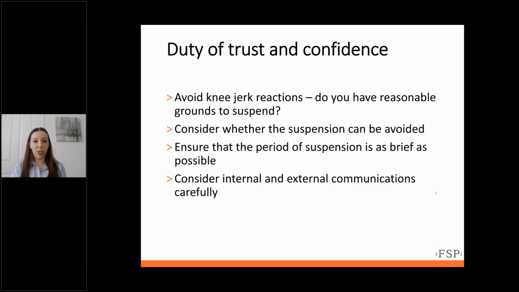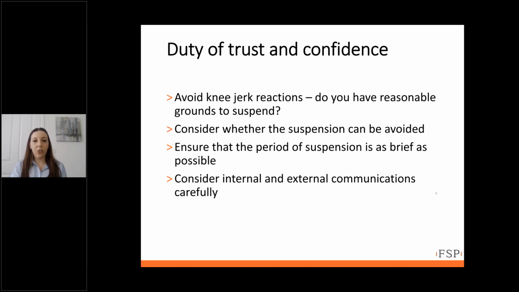Well, firstly, it's really important to avoid knee-jerk reactions. Employers, I think, can sometimes make a very quick decision to suspend in the middle of a grievance or disciplinary process without really considering whether they have reasonable grounds to do so. The ACAS suspension guidance recommends that suspension should only be used where it's a reasonable way of dealing with the situation. For example, during an investigation to protect evidence, witnesses, the business, other staff, or the person being investigated, and where there are no appropriate alternatives. So with this, you'll be considering whether the suspension can be avoided altogether. And as Victoria explained earlier, there are lots of alternatives that could potentially be considered and implemented as appropriate before deciding to suspend the individual.